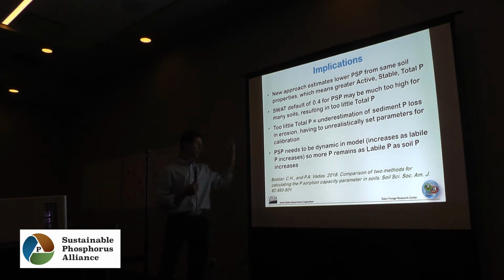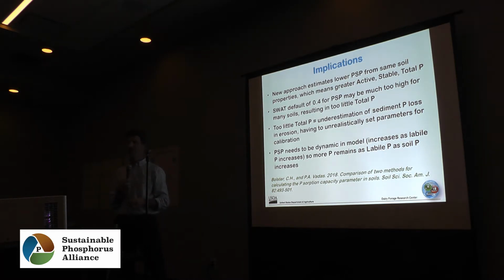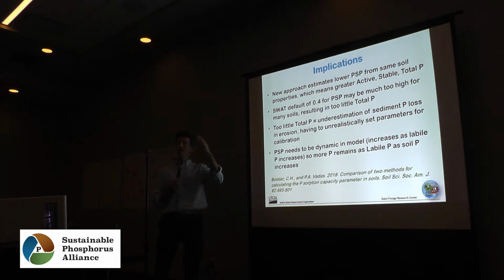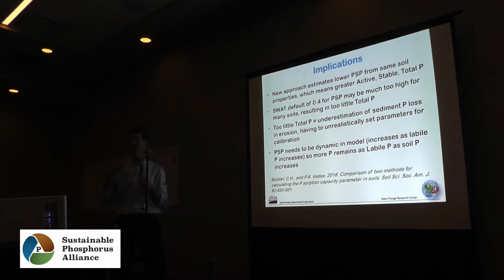So that was the process we went through to initialize labile P. And in some of these, we find that PSP needs to be dynamic in the model. I think it is now in SWAT, but it used to be a constant. But we see that as soil test P gets really high in the soil, PSP needs to come up too, because that's basically saying that as soil test P gets really high, more of that phosphorus is going to stay in a labile form. And that's going to feed more runoff P or leaching.